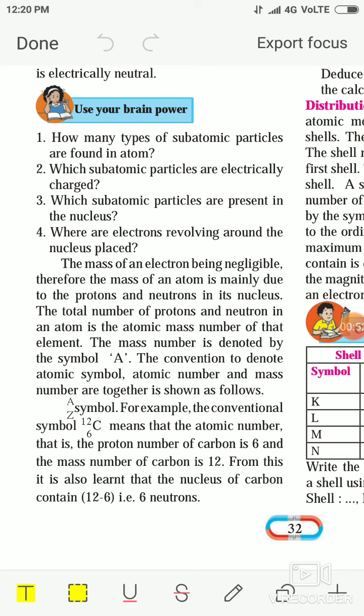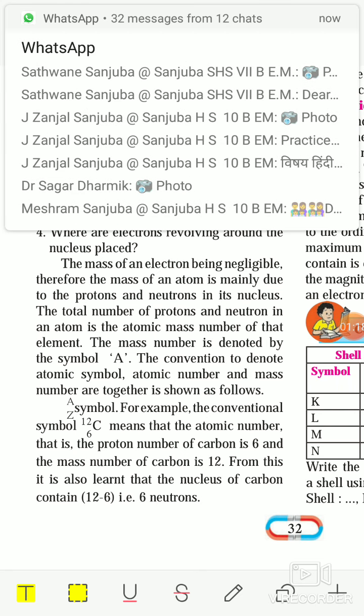The mass of an electron being negligible, the mass of an atom is mainly due to the protons and neutrons in its nucleus. So the total number of protons and neutrons in an atom is the atomic mass number. I repeat it again: atomic mass number is the total number of protons and neutrons present in an atom. It is denoted by the symbol capital A.